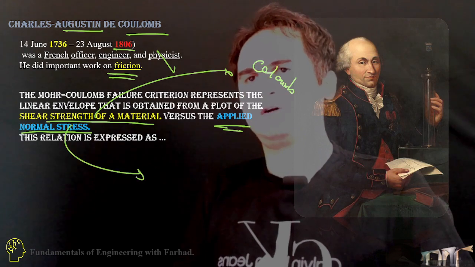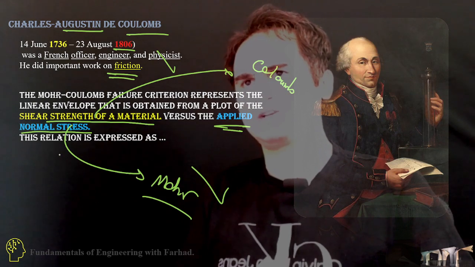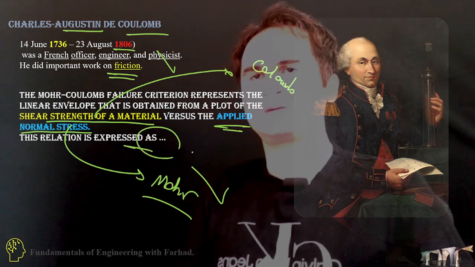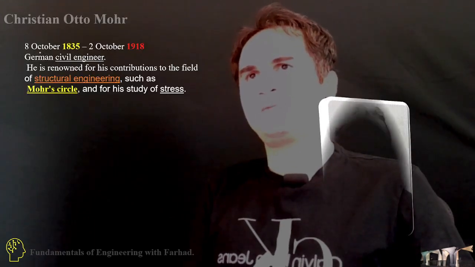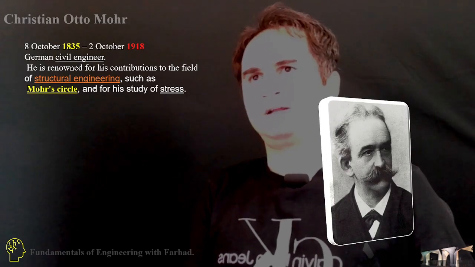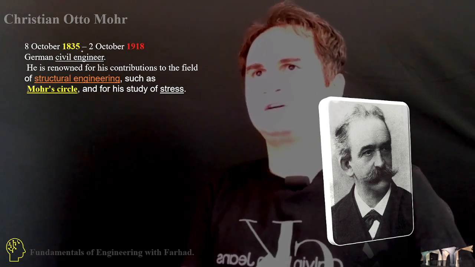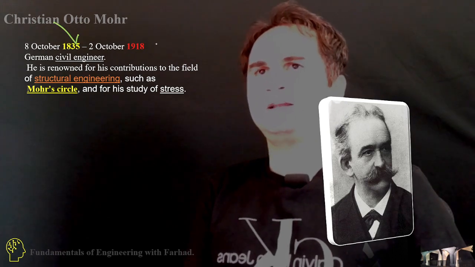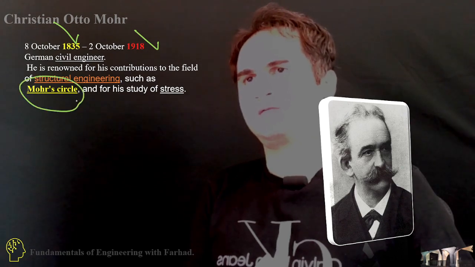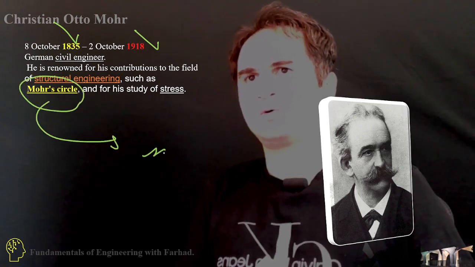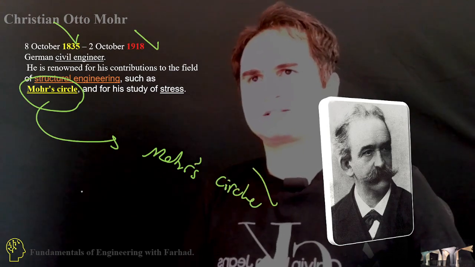And the second one is the work of Christian Otto Mohr, who is a German scientist. This relation is expressed, and we'll talk about it in a few minutes. The second part is the work of a German structural engineer in the mid 19th and early 20th century, Christian Otto Mohr, who is well known for Mohr circles in stress and strain analysis.